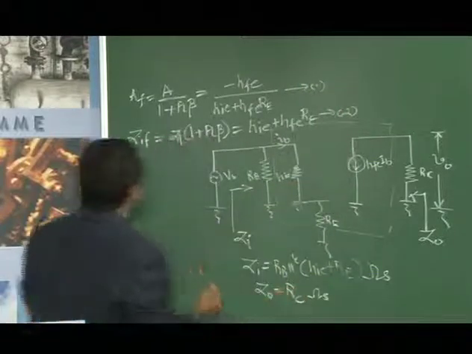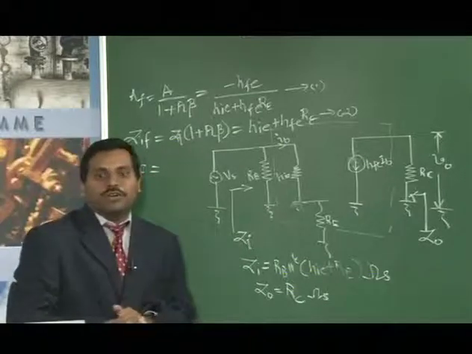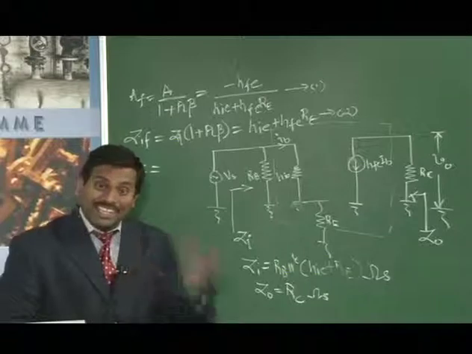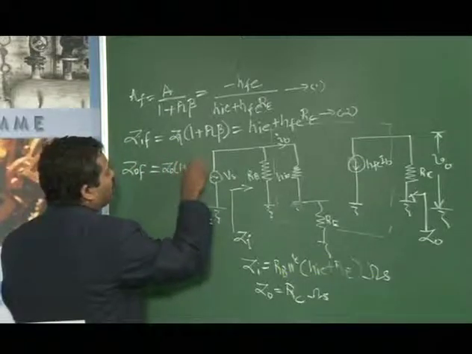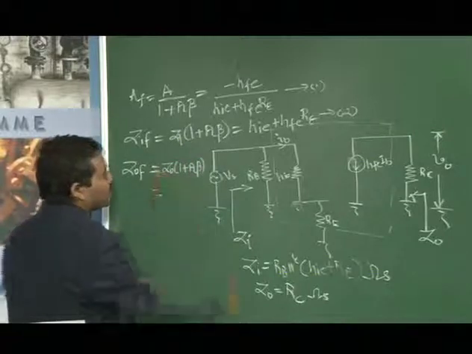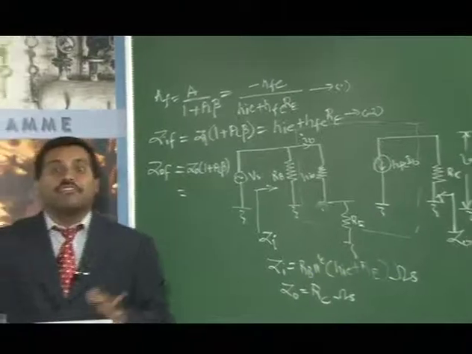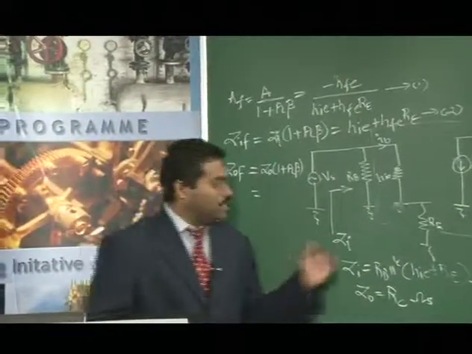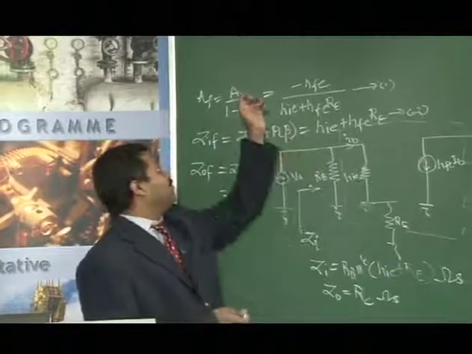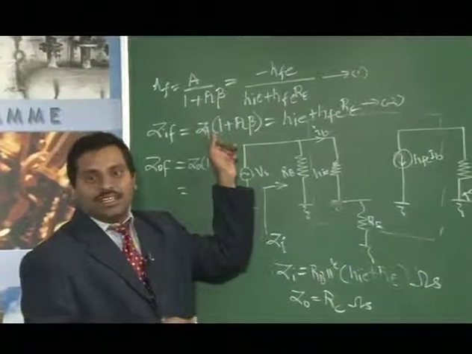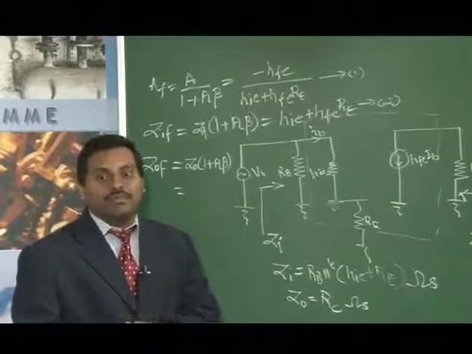And we have also determined output impedance with feedback, ZOF. ZOF here for a current series configuration is Z0 into bracket 1 plus A into beta. So these are very, very important parameters. So you have determined closed loop gain, input impedance with feedback, and output impedance with feedback.